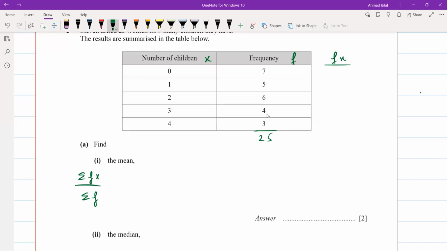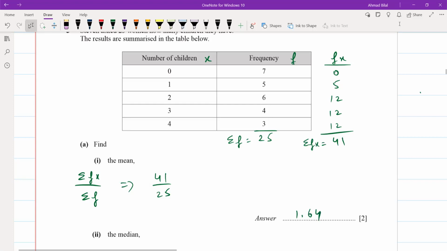Let's multiply these numbers. 0 into 7, that's 0. 1 into 5 is 5. 2 into 6 is 12. 3 into 4 is 12. 4 into 3 is also 12. We add all of them up together. That turns out to be 41. ये हमारा sigma f है, ये हमारा sigma fx है, right? So we get 41 over 25, and that's going to give us the mean. We can see what that turns out to be. I'm not going to rely on Alicia this time. This is 1.64. Okay, very good.